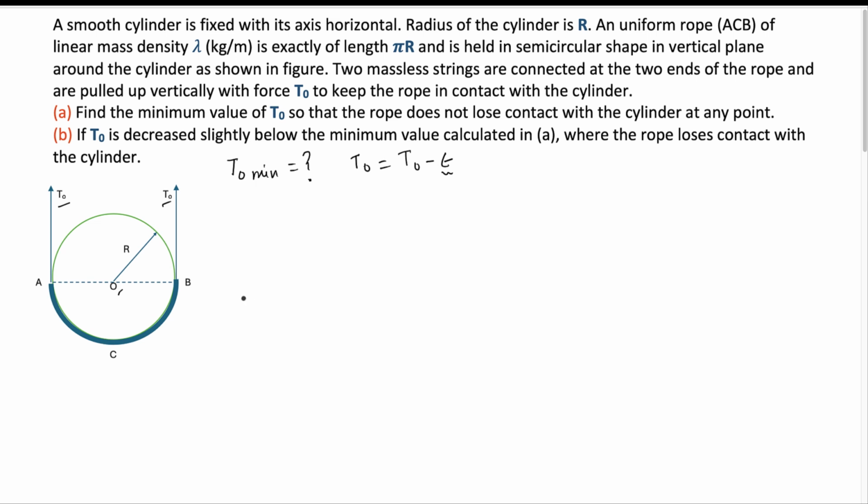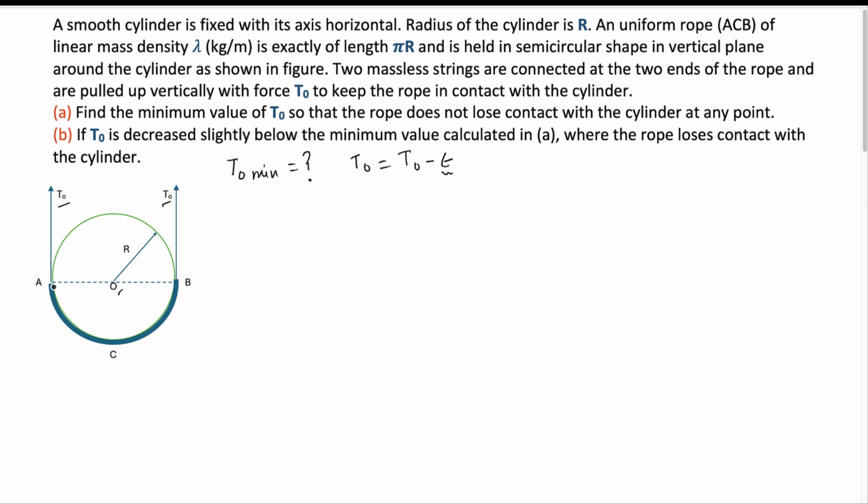So how do we approach this problem? When you look at it initially, it seems that we just need to balance the tension with the weight of the rope. So 2T0 equals the weight of the rope. But that's not correct. Why is it not correct?